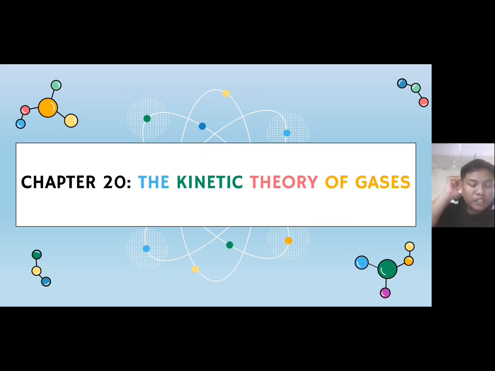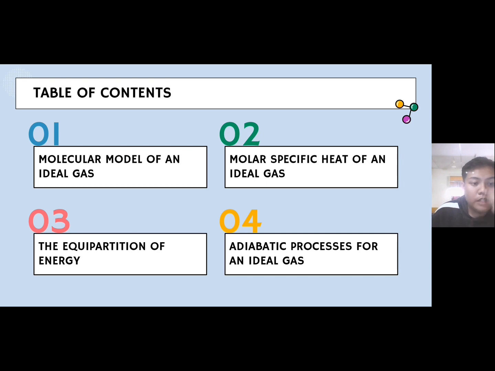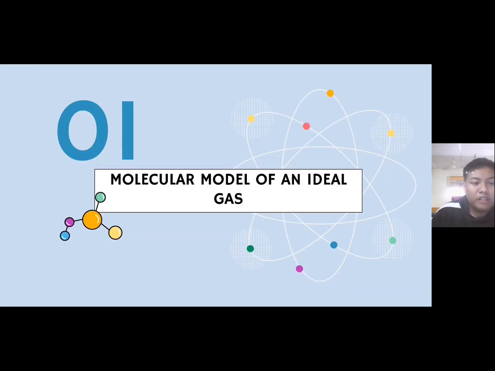So today I will explain to all of you about chapter 20 in Physics 2, the kinetic theory of gases. Number 1, molecular model of an ideal gas, and number 2, molar specific heat of an ideal gas. So let's begin. Number 1.